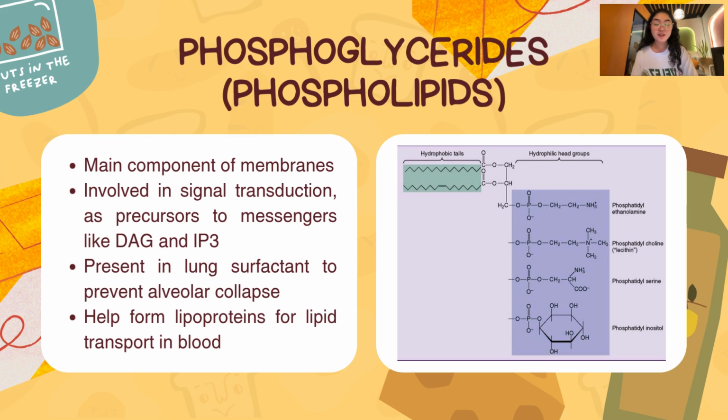Phospholipids are also present in lung surfactant, which helps reduce surface tension in the lungs and prevents the tiny air sacs, the alveoli, from collapsing when we exhale, which is very essential for breathing. Another role, they also help form lipoproteins, the transport vehicles that carry cholesterol and other lipids through the bloodstream. Without them, fats wouldn't be able to move around the body efficiently.